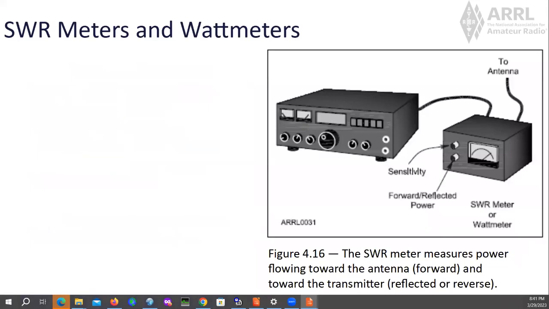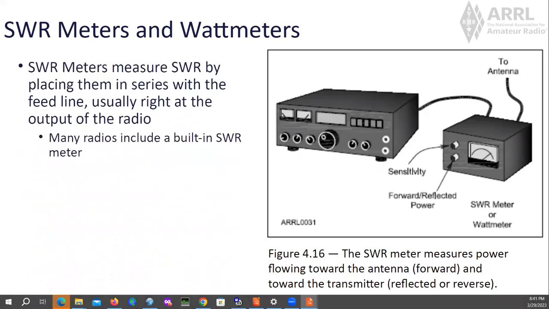SWR meters and watt meters. Figure 4.16, the SWR meter measures power flowing toward the antenna and toward the transmitter, reflected or reversed. SWR meters measure SWR by placing them in series with the feed line, usually right at the output of the radio. Many radios include a built-in SWR meter.